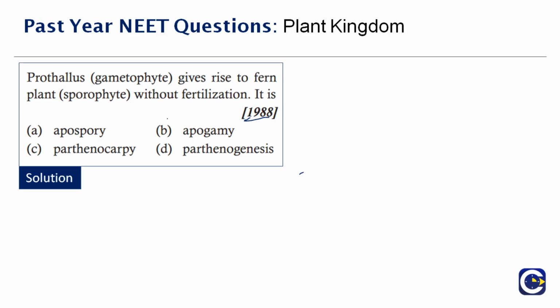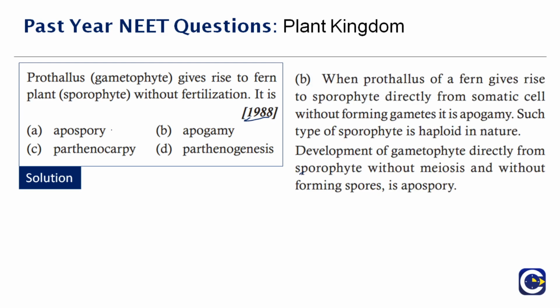First, apospory is the development of the gametophyte directly from the sporophyte without meiosis and without forming spores. That is called apospory. Now what do you mean by apogamy? When the prothallus of a fern gives rise to a sporophyte directly from the somatic cell without forming gametes, that is called apogamy. Such a sporophyte will usually be haploid in nature.